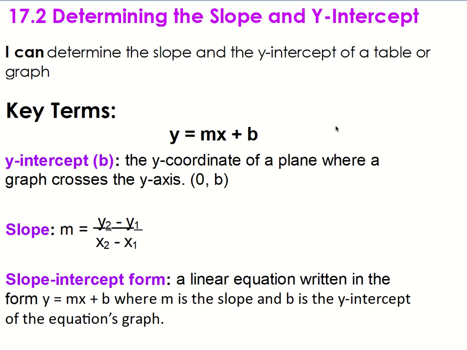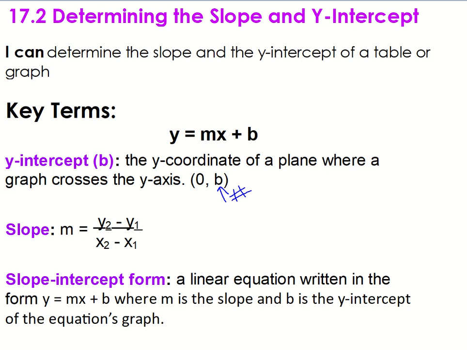So the y-intercept is the letter b. It's the y-coordinate of a plane where a graph crosses the y-axis, and it'll be listed like this: 0 and then b, and the b will be a number.